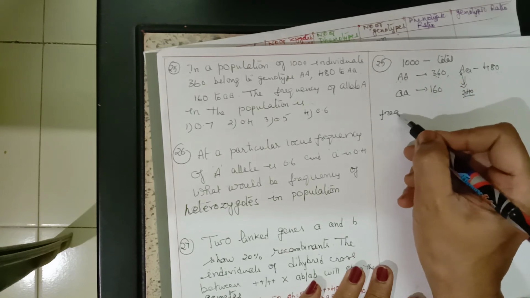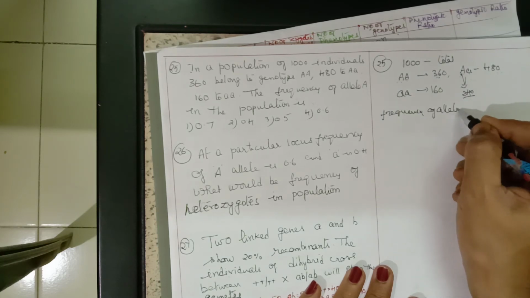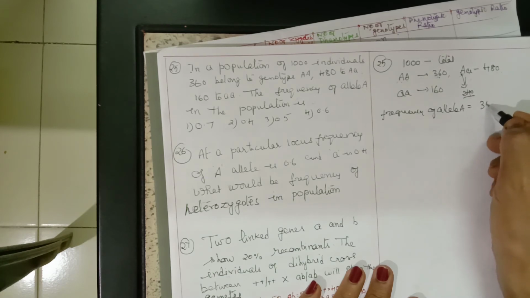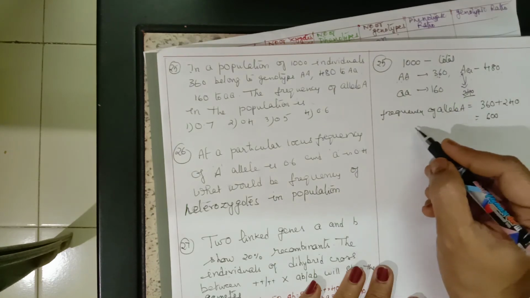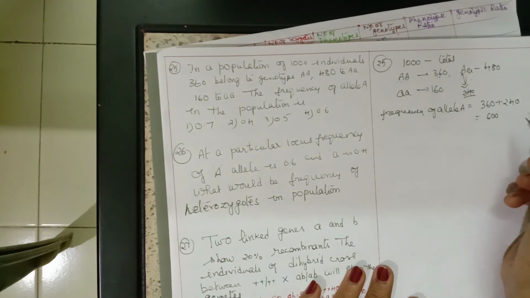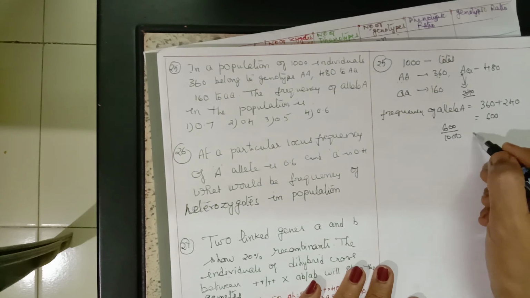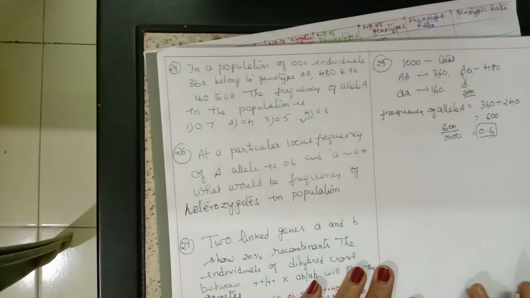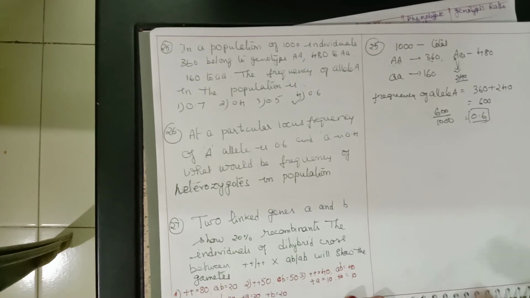So the frequency of allele A should be equal to 360 plus 240, so we get 600 out of 1000. To find the frequency, when we divide 600 by 1000, we will get 0.6. So this should be the answer, 0.6. Okay, now next question.